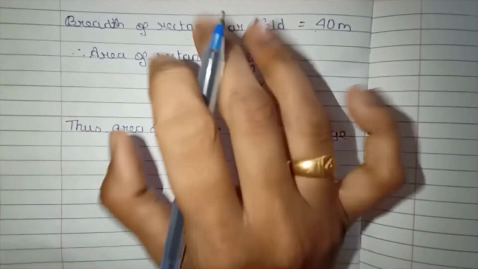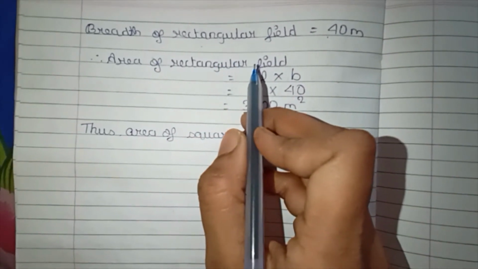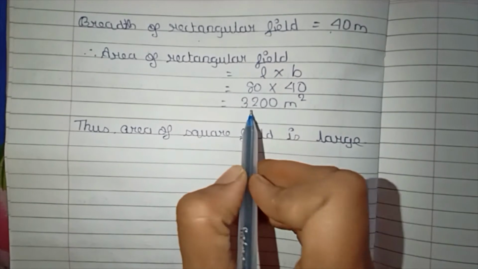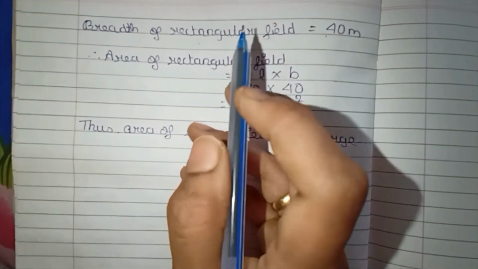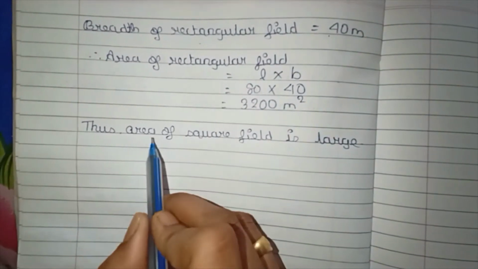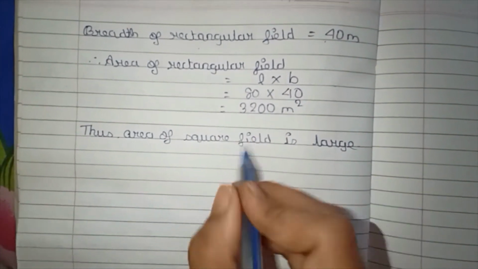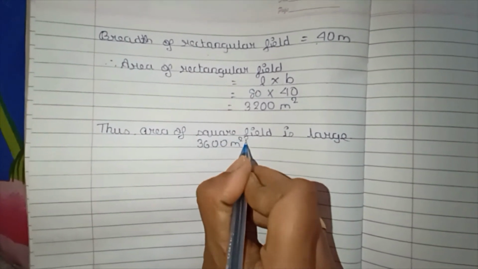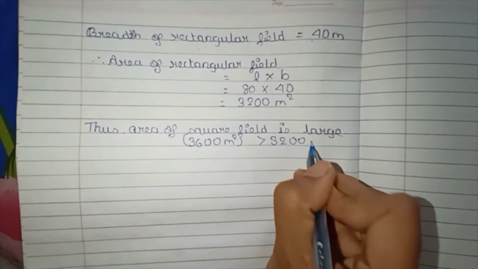So we have been asked which area is larger. We have got the area of the square field as 3600 meter square, and here we have got 3200 meter square as the area of the rectangular field. So obviously the area of the square field is larger, as 3600 meter square is greater than 3200 meter square.